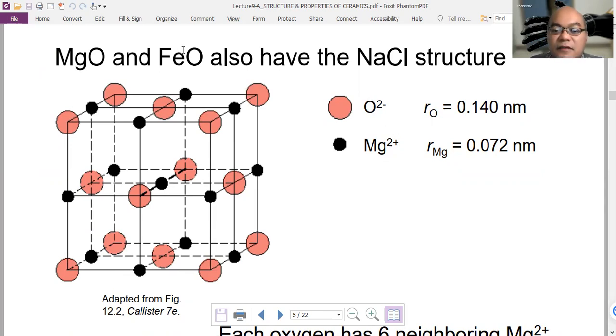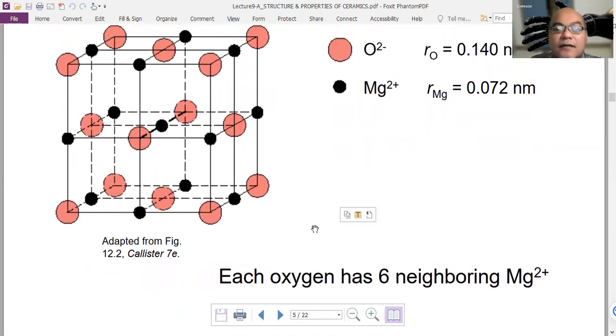Similarly with iron oxide, this iron is of a different kind. It can release different numbers of electrons. In this case, however, it releases 2 electrons to be iron 2+, while oxygen captures the 2 electrons and becomes oxygen 2-, and they can bind as iron oxide, having the sodium chloride structure like this. So here each oxygen atom, the large atom here, has 6 neighboring magnesium 2+, yeah, 1, 2, 3, 4, 5, and 6 here.